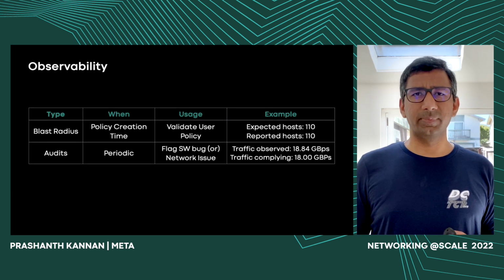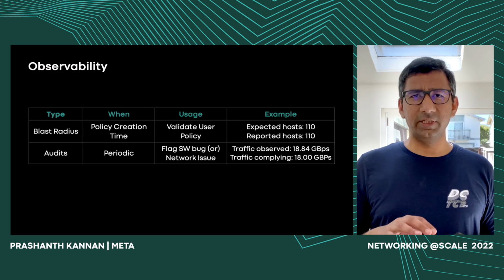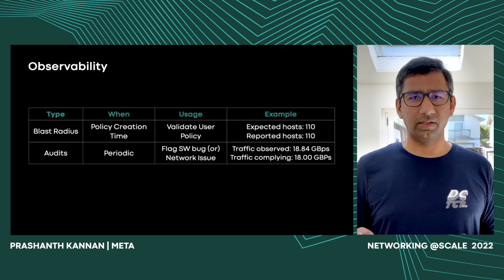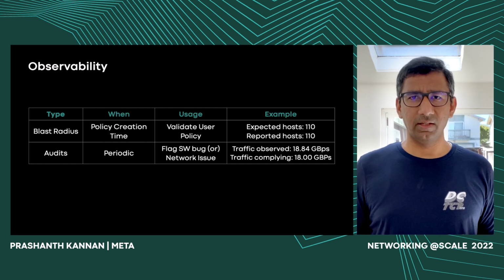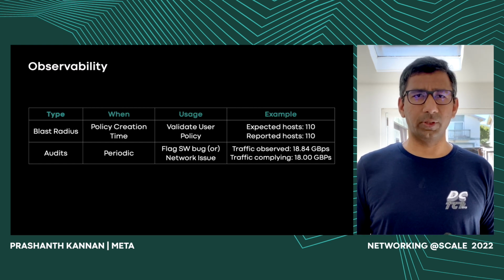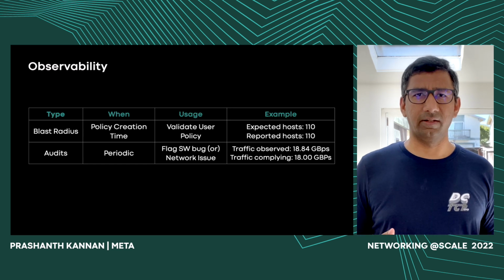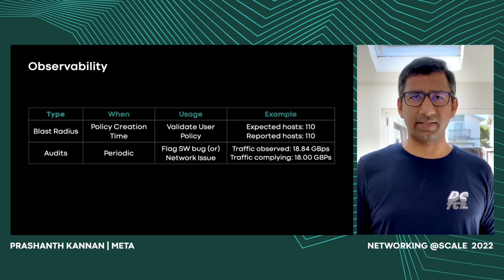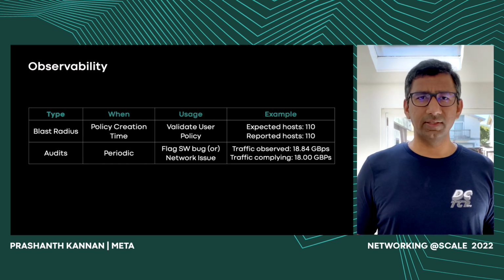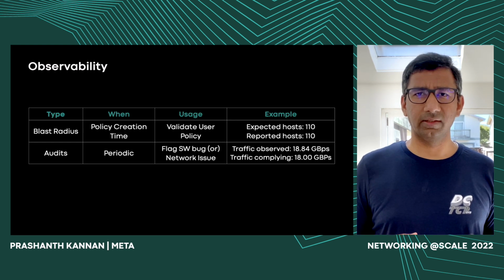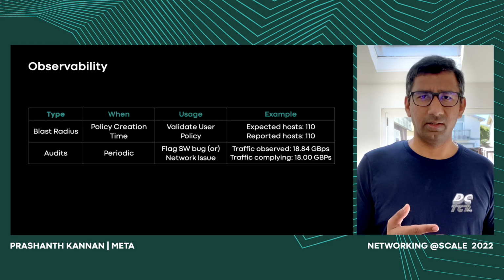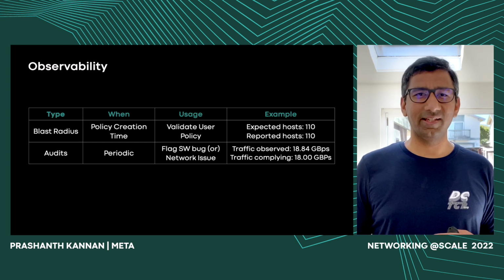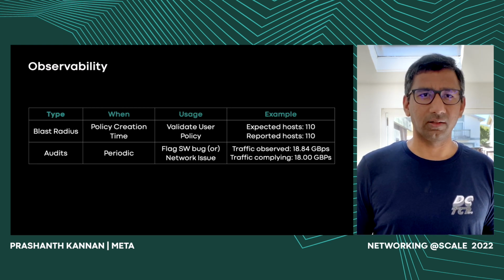Next, looking from an observability perspective, besides control, data plane counters, error logs, and other usual safeguards, we depend on two tools to ensure that features work as intended. The first one is blast radius. We use this when authoring a policy. This helps us understand how widespread an action is. This attempts to protect us against possible user error.